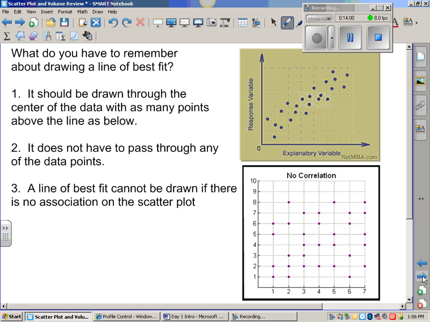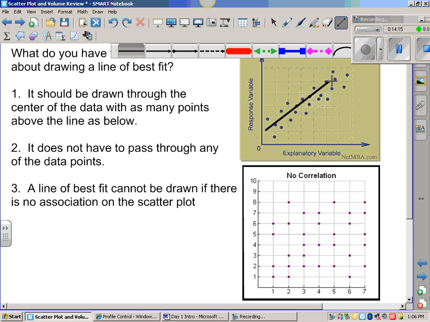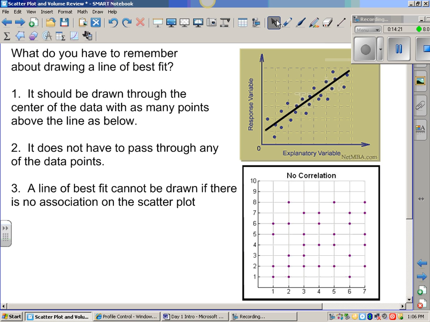What do you have to remember about drawing the line of best fit? All right, we've talked about it. 1, it should be drawn through the center of your data with as many points above as below. Very, very important. Here's your positive linear association. You would take your ruler and you would do the best you can to draw a trend line right in the center. It does not have to pass through any of the points. It can pass through the data set points, but it doesn't have to.